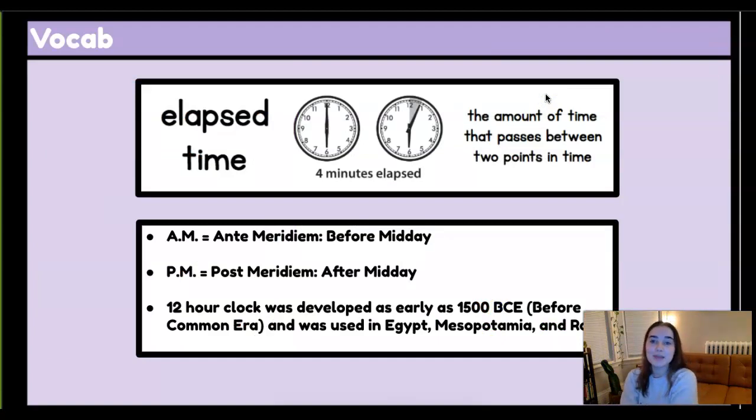Before we take a look at the pages that you will do today, remind yourself what elapsed time is. Elapsed time is the amount of time that passes between 2 points in time. It's the difference between the two times. AM stands for ante-meridian, before midday, and we know that's in the middle of the night and in the morning. And PM starts at noon and goes through the night until it reaches AM again. And PM stands for post-meridian.